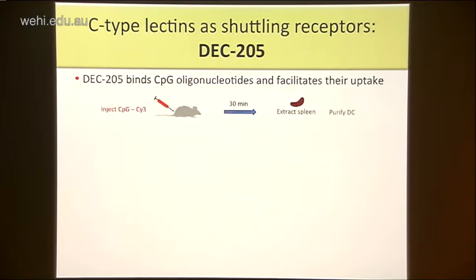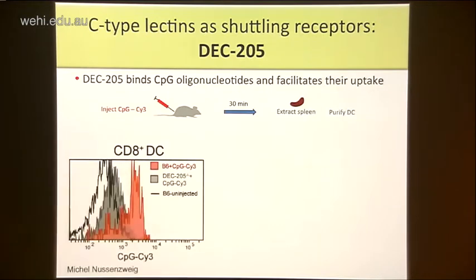So how we discovered this, or how we documented this, is we took CpG, and this is fluorescein labeled. Then we injected it into animals, and 30 minutes later, we pulled out the spleen, purified the DCs, and looked to see whether they had the actual CpG. Now, let me walk you through this. The background staining, so mice that didn't receive any injections, is here. If you have DEC205 like wild-type mice do, then all of a sudden, you can see these CD8 positive DCs fluoresceinating. But if you don't have DEC205, in the grey here, as a knockout doesn't have DEC205, then you don't seem to take up the CpG anywhere near as well.